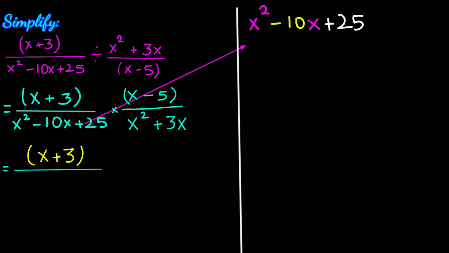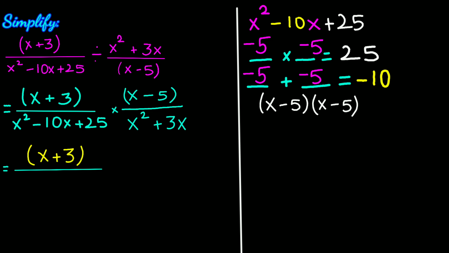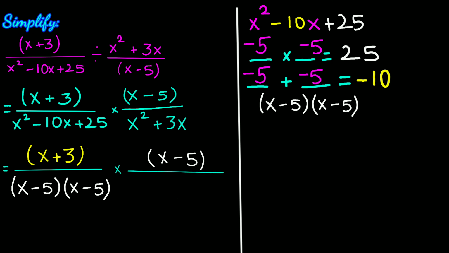this quadratic expression. When multiplying two numbers, we have to get positive 25. Adding the same numbers, we have to get negative 10. Negative 5 times negative 5 is positive 25. Negative 5 plus negative 5 is negative 10. Therefore, x minus 5 times x minus 5 are the factors. x minus 5 times x minus 5 multiplied by x minus 5 divided by, let's factorize x square plus 3x.